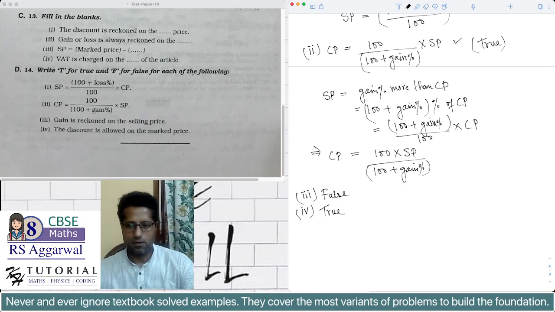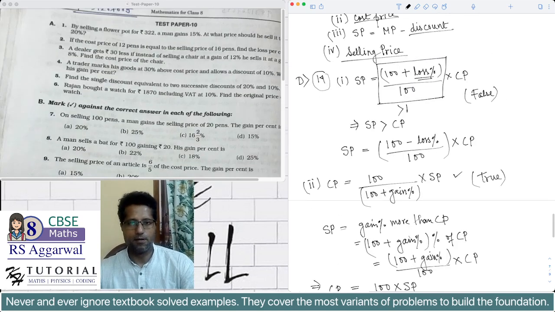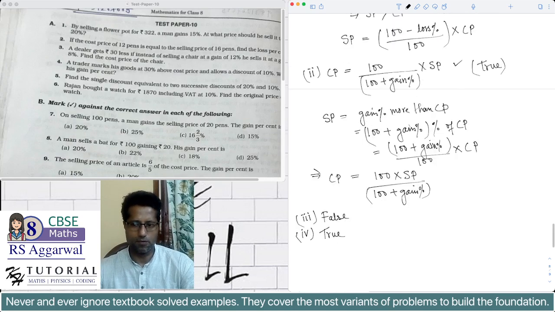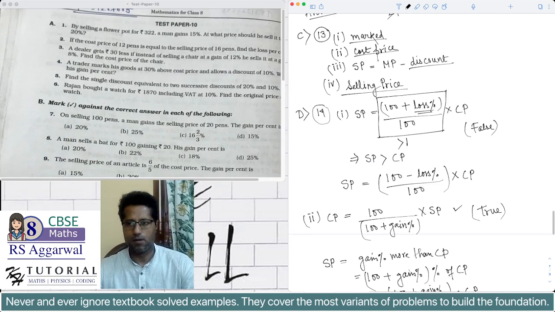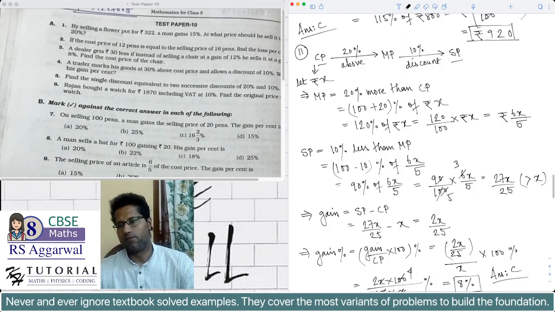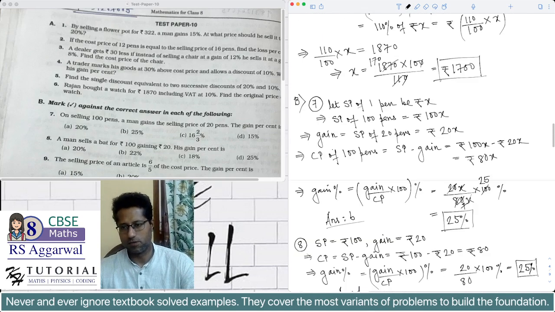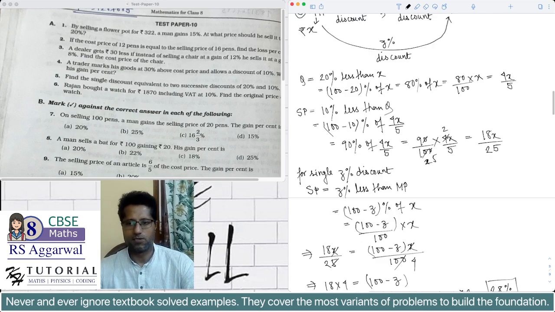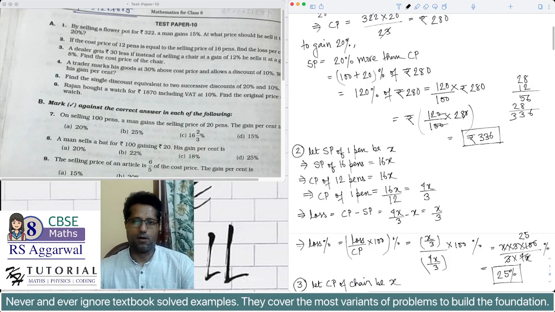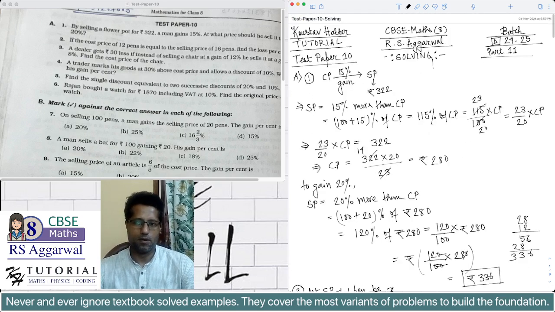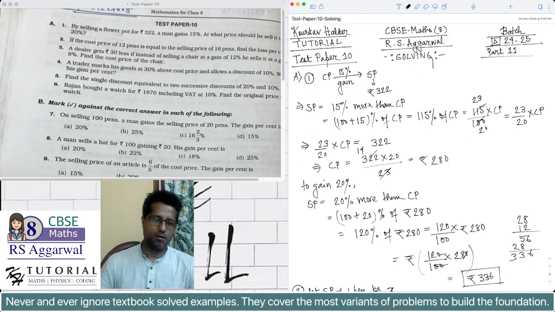So this brings to an end in solving the test paper 10. These are not hard questions, but these are a good variety of questions that will cover most variants of questions based on the very basic concepts of the chapter profit and loss. I hope this video will help you in understanding how the concepts of profit and loss are applied to solve this kind of problems.